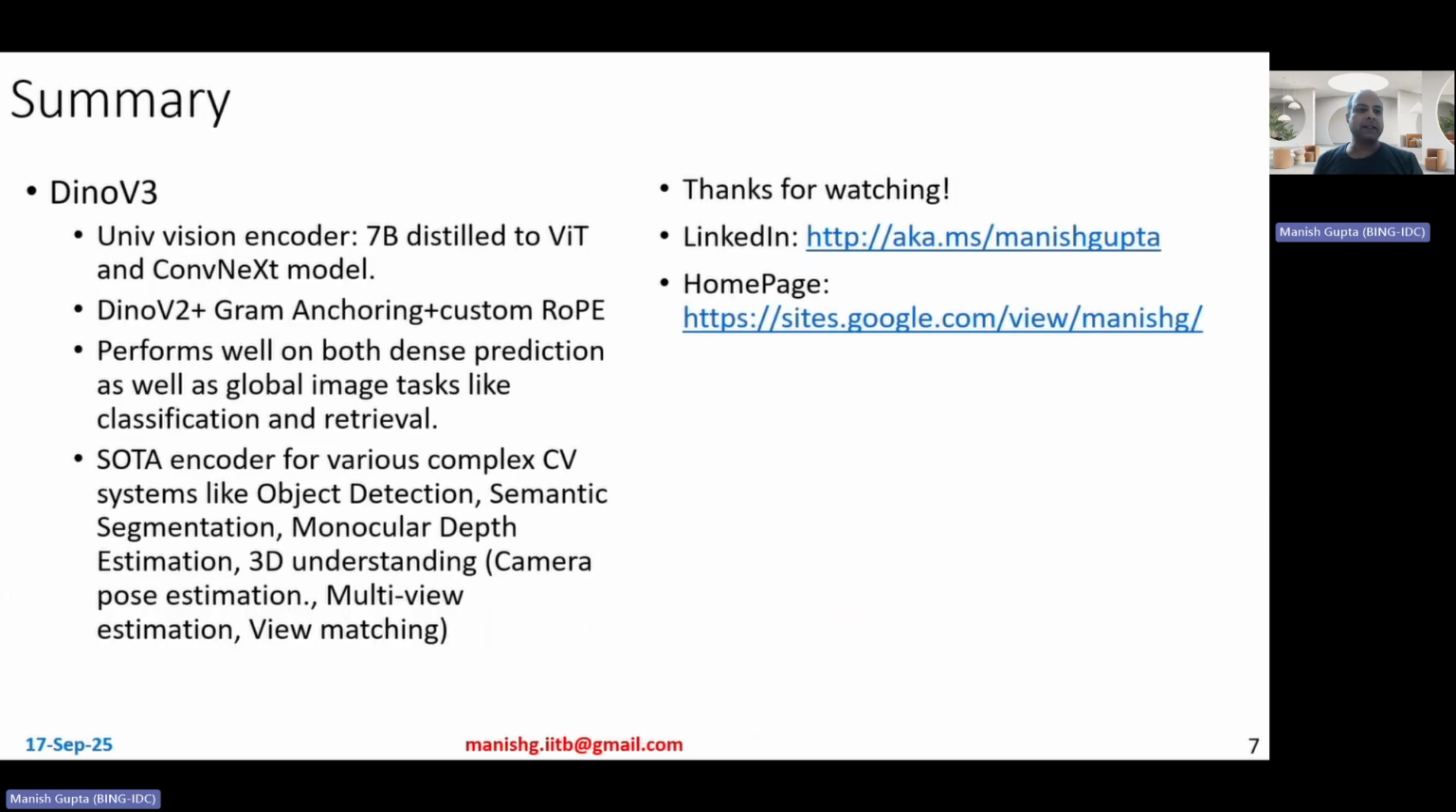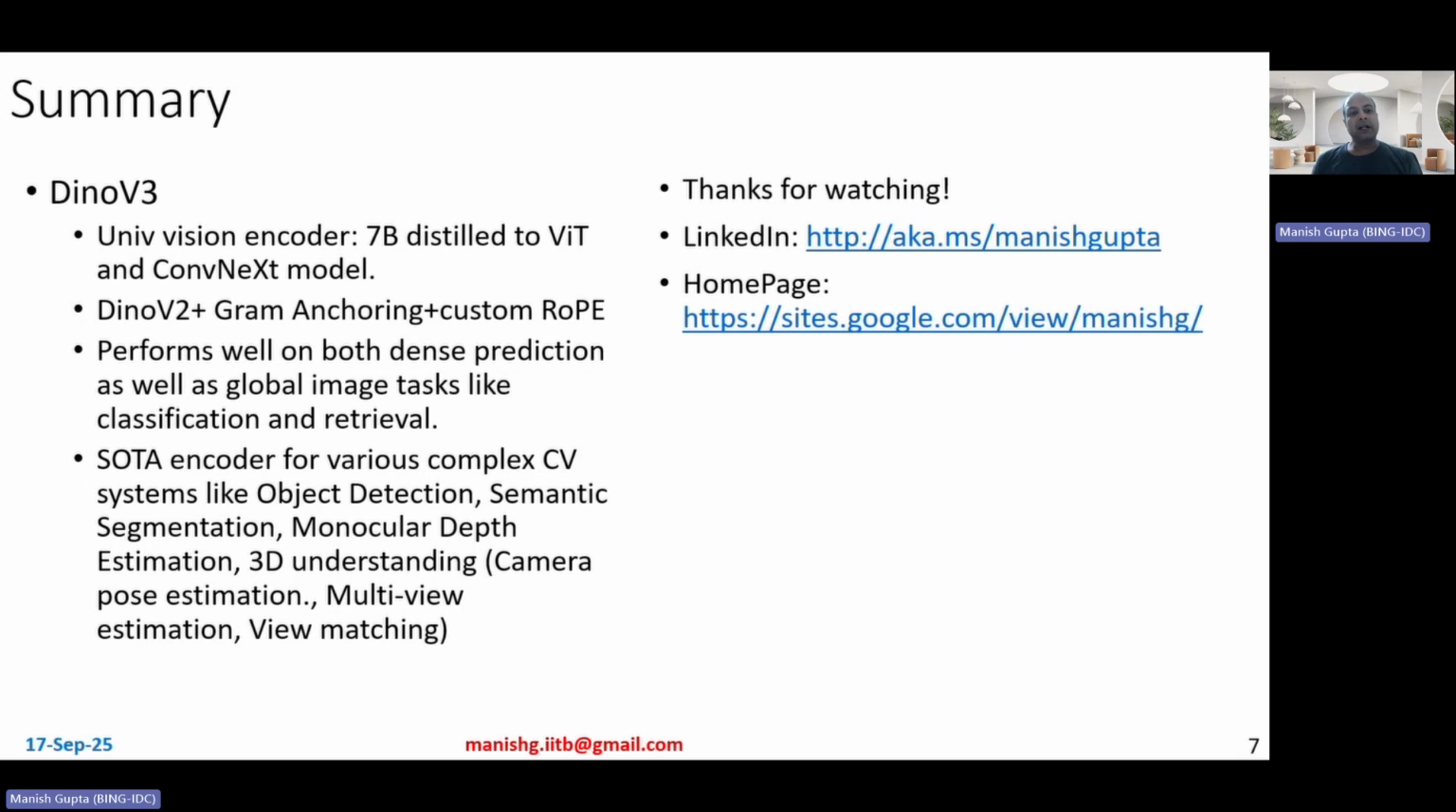So in short, in this video, I talked about DinoV3. It's a vision encoder, 7 billion parameters in size, and it has been distilled to various other sizes. So DinoV3 vision transformer variants and ConvNeXt variants are also available, right? Its main pre-training recipe is DinoV2 with the Dino loss, the iBOT loss, and the Koleo loss, along with much larger pre-training data and a Gram anchoring objective after 1 million plus iterations, plus a custom RoPE variant.